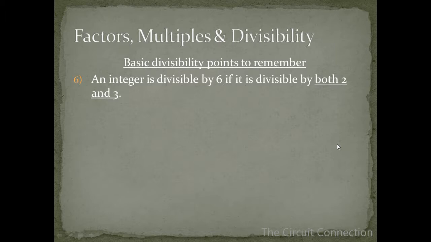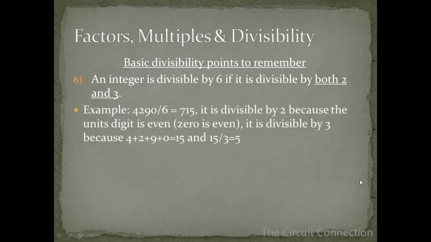Next, number 6. An integer is divisible by 6 if it is divisible by both 2 and 3. So, for example, 4290 divided by 6 equals 715. It is divisible by 2 because the units digit is even. 0 there is even. And it is divisible by 3 because 4 plus 2 plus 9 plus 0 equals 15. And 15 divided by 3 is 5. So that means that it's divisible by 6.